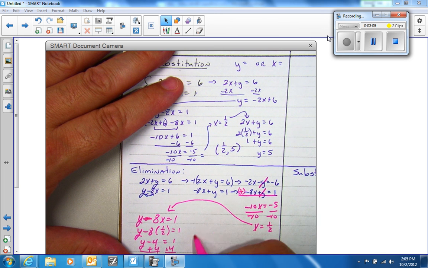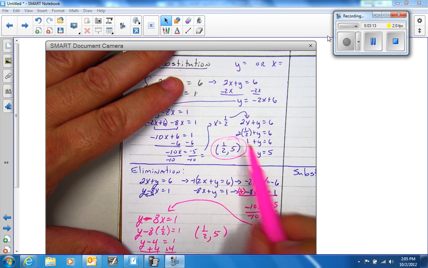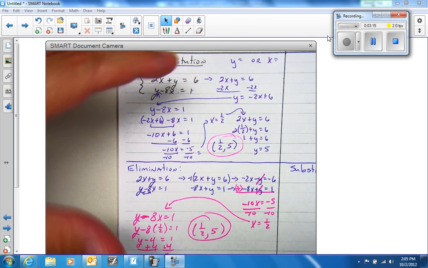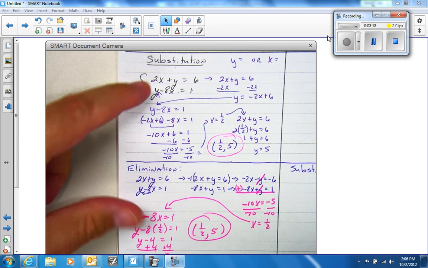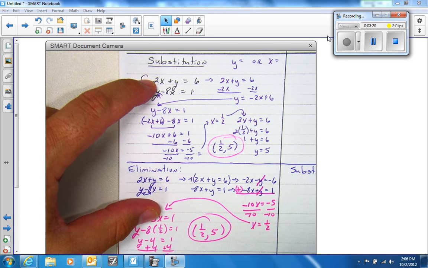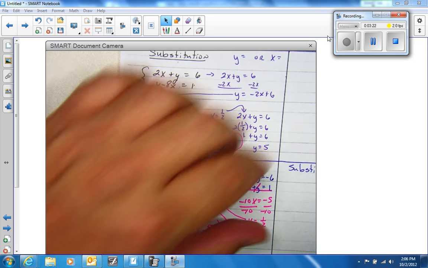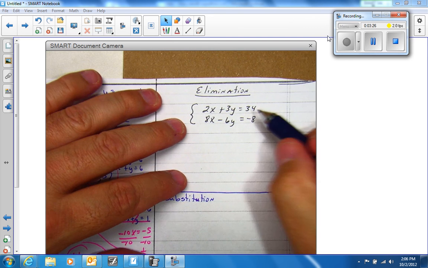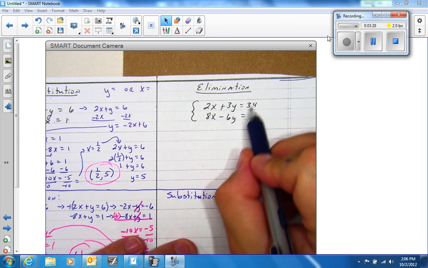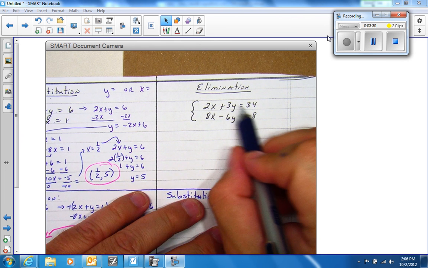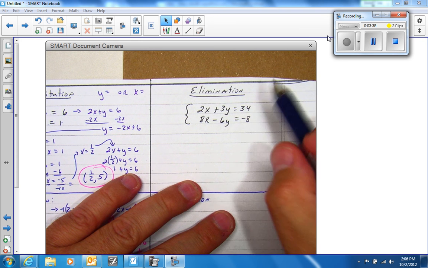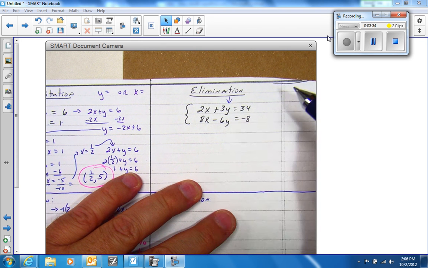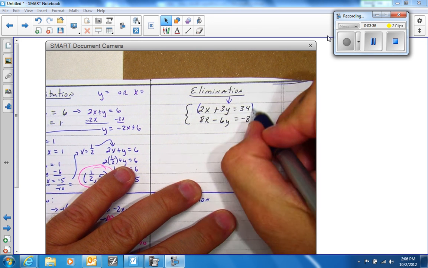And if you notice, 1/2, 5 is the same answer as up here. So there's my answer, there's my answer. Alright? Now that's using the substitution and elimination method on the same problem. Now let's go to the second problem. I'm going to use elimination first. Remember, in elimination, x's and y's have to line up, and the numbers have to line up. Okay, so they look similar. I'm going to go ahead and eliminate the y values, so I'm going to multiply this by 2.